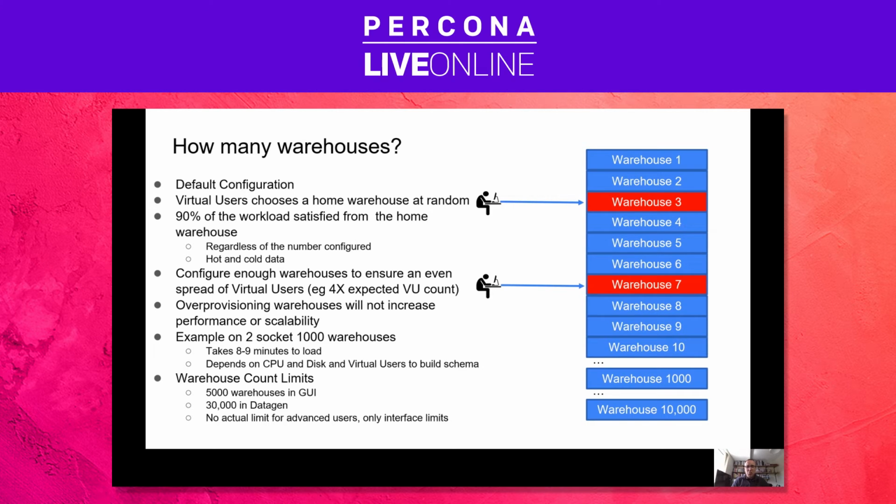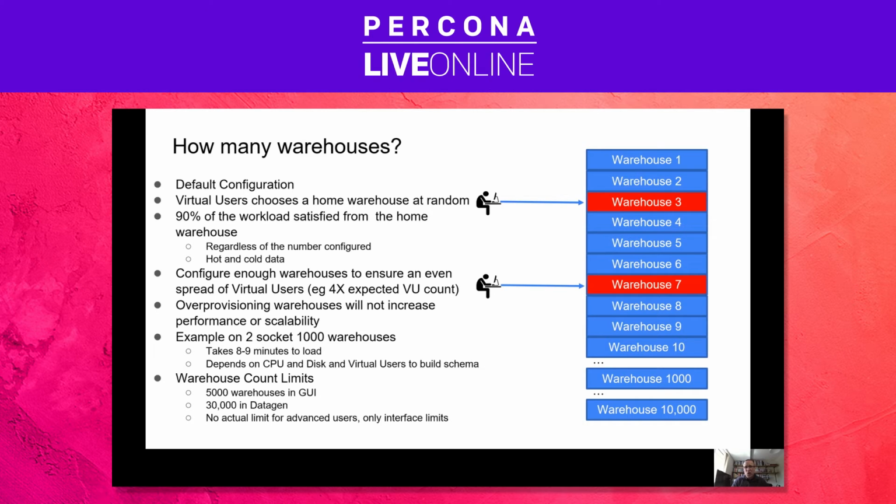As an example, on a modern 2-socket system, we typically create about 1,000 warehouses. Depending on the system, on a modern, up-to-date 2-socket such as the Xeon Scalable servers, for us 1,000 warehouses takes 8 to 9 minutes to load. But this will depend on the CPUs, the cores, the disks, the virtual users, and so on.